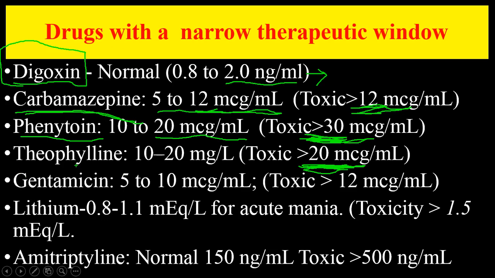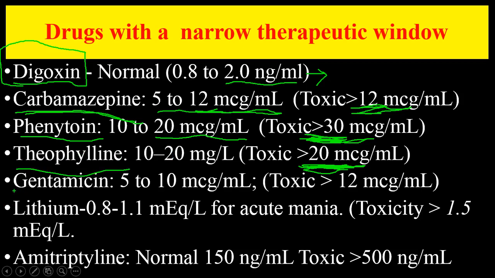Similarly, theophylline above 20 might get poisonous. You know why? Because theophylline, as I told you before, undergoes zero order elimination kinetics, and once its amount is above a certain level, it will follow zero order kinetics, in which the plasma level will accumulate in a flash. Theophylline is an anti-asthmatic drug.